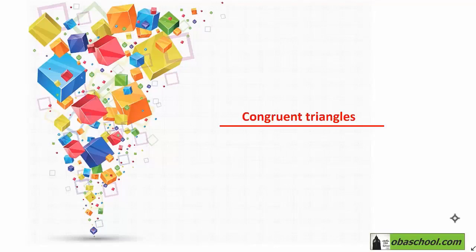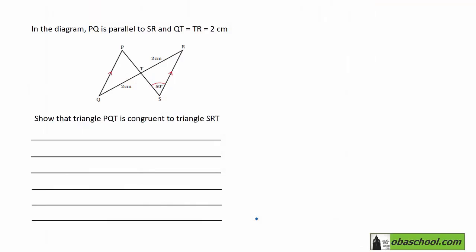In this tutorial, we're going to be talking about congruent triangles. Now, we're going to be solving the following exercise. In the diagram, PQ is parallel to SR and QT is equal to TR equal to 2 centimeters. Show that triangle PQT is congruent to triangle SRT.